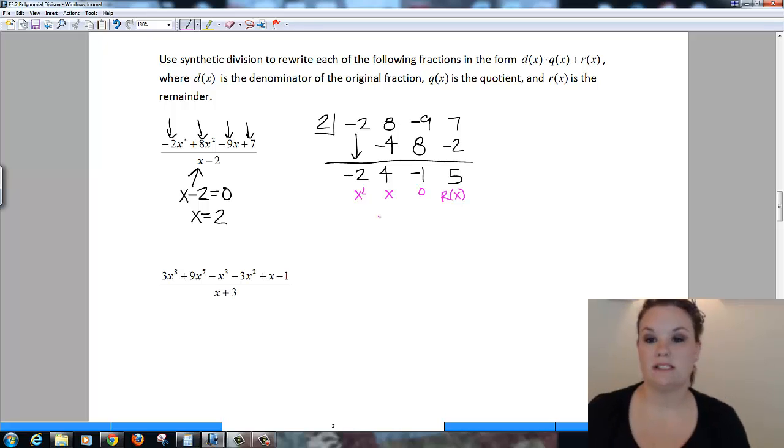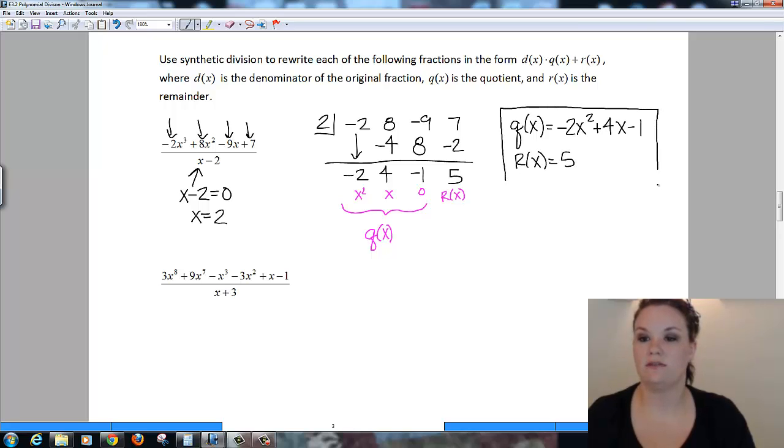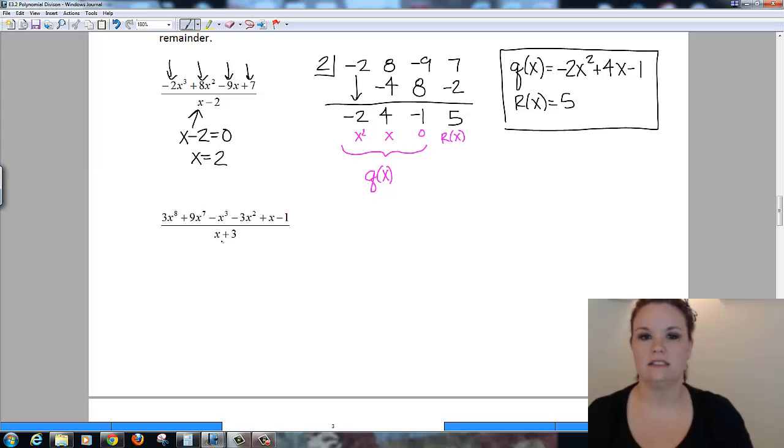Notice as you move out, this tells you your polynomial. So this is the same thing. This piece gives you your quotient, or your q of x, and this gives you your remainder. So here our quotient, or the answer we would have gotten on top of our long division house, is -2x squared plus 4x minus 1. And our remainder is 5. So a little bit easier, you just have to remember what the numbers stand for. Okay, let's look at another one.